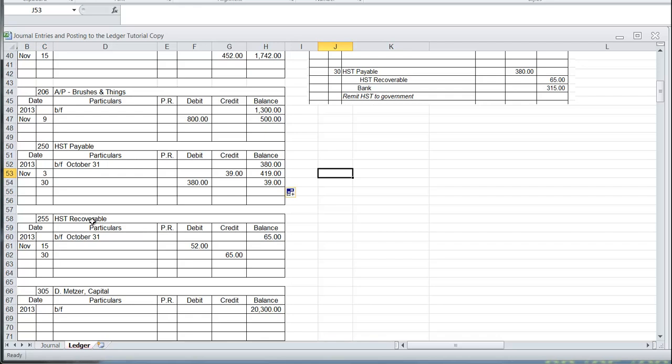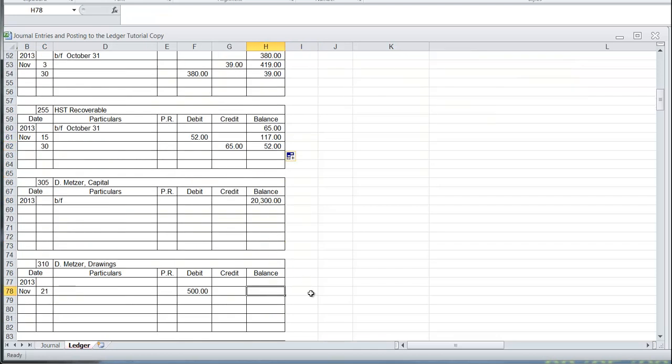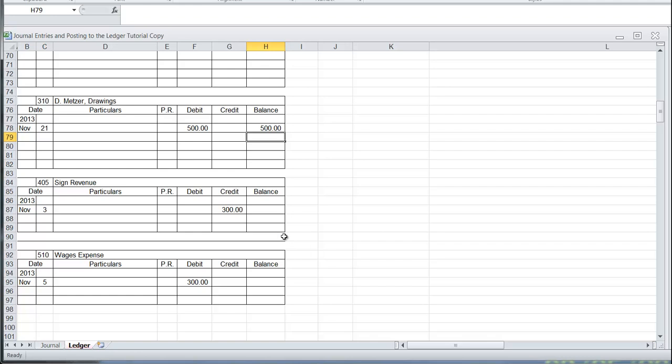Similar with HST recoverable, now that's an asset, so it's a debit balance account. So we would go equals, and this, and I missed the plus again. So this account plus this minus the credit, enter. And so drag it down, and it'll do the next balance for you as well. Nothing changed the capital. Now this one, we could just go equals that amount. Same with the revenue, equals 300. And same here, equals that 300 as well. And that's the last one.